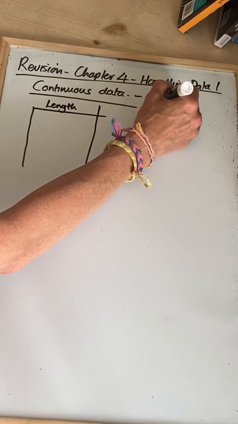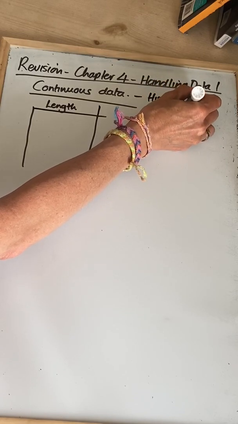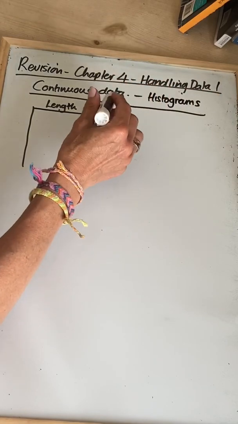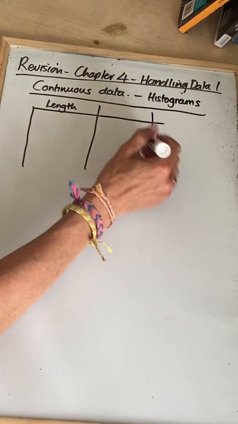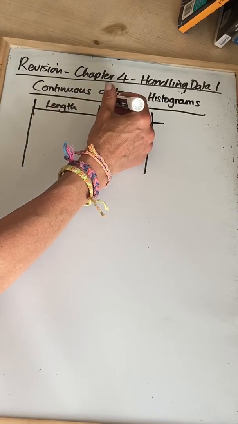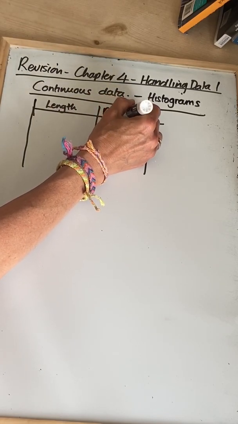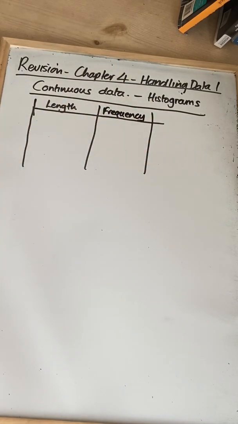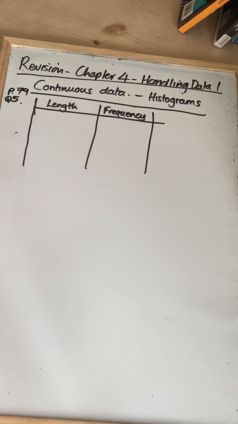I'm going to write histograms here and just have a look at how we present data in one, how we can move from some continuous data to presenting it in a histogram. So a histogram is a bit like a bar chart. It looks like a bar chart, but it's actually presented in quite a different way. Now I'm doing an example from the book here because it's always good to do something that's in a book. So I'm on page 79 of the book, looking at question 5. I'm just using the data from that.